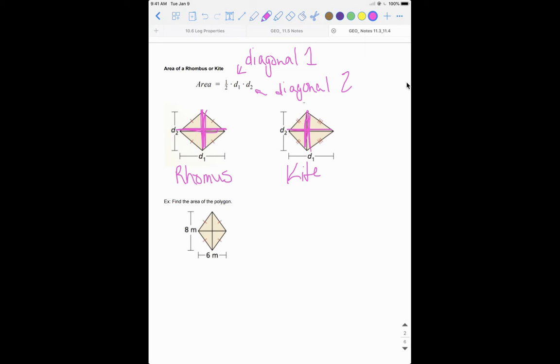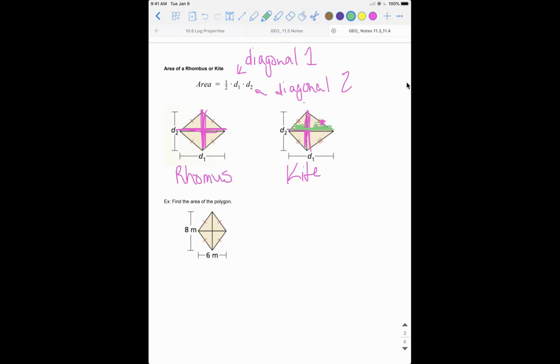So sometimes you'll be given this piece, right? So this, let's change color. Sometimes you'll be given this piece and this piece, and so then to get the entire diagonal 1, you'd have to add those two pieces together to get that whole length. So let's look at one here.